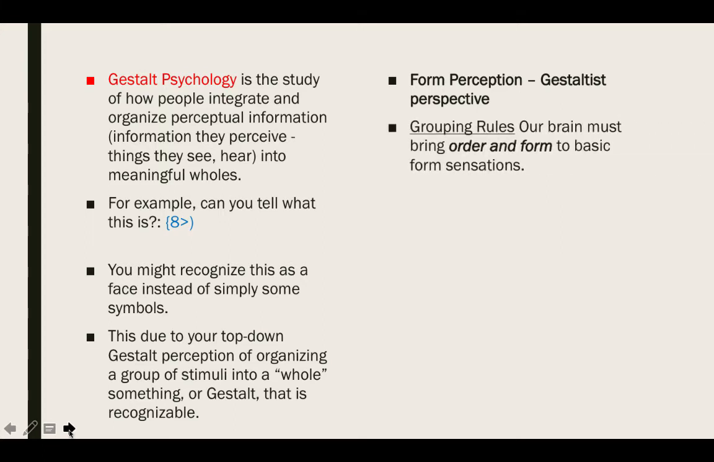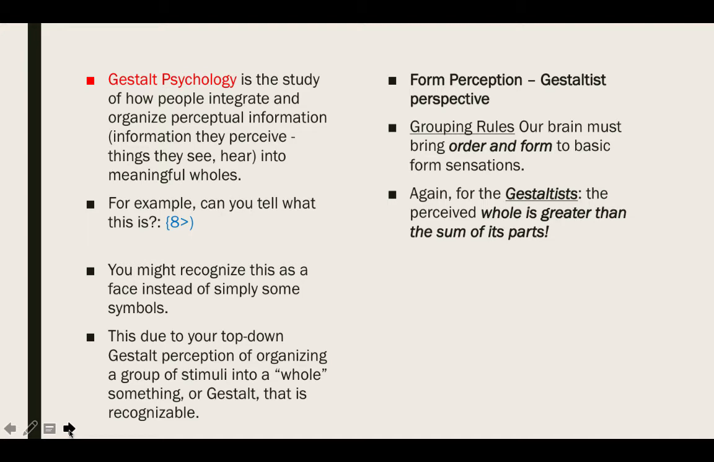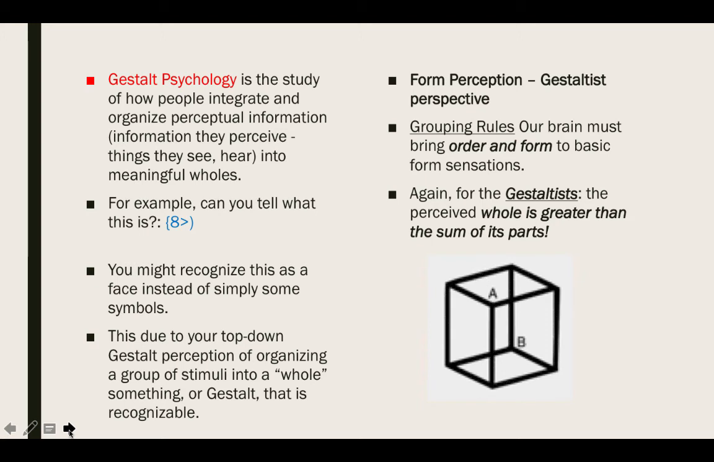So Gestaltists have identified grouping rules that your brain uses to organize and create form out of pieces. And that's where the statement, the whole is greater than the sum of its parts, comes from. For example, here in this image, you might be able to perceive a cube as opposed to many intersecting lines on a flat surface. So if you could see a three-dimensional cube, that whole is greater than certainly the intersecting lines that are drawn on that screen.